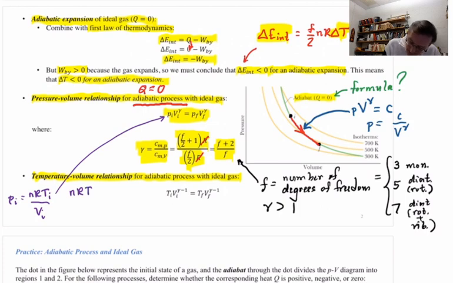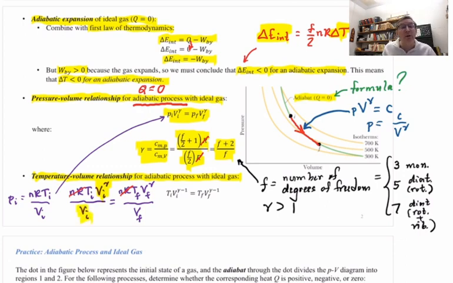nRT initial, V initial to the gamma over V initial equals nRT final, V final to the gamma over V final. Then cancel the R and the T, and then note on the left that you have a V initial to the gamma upstairs and a V initial to the 1 power downstairs, and those can be combined to have V initial to the gamma minus 1 power upstairs. That's this. And then on the right-hand side, you'll have T final times V final to the gamma minus 1.